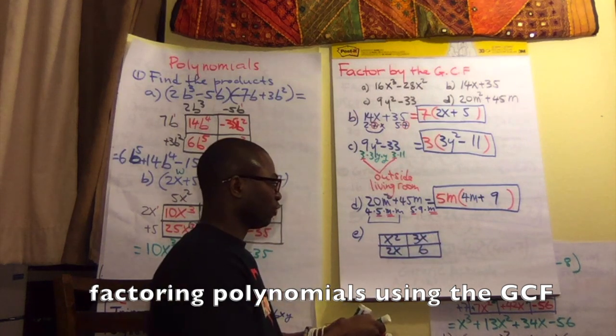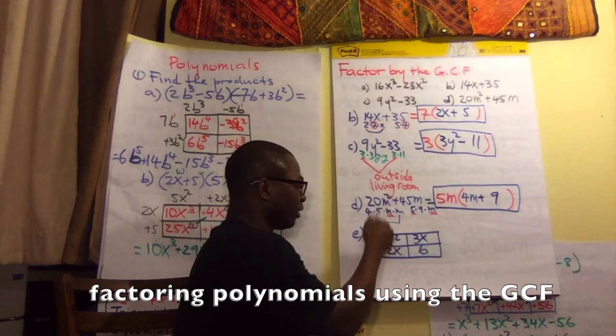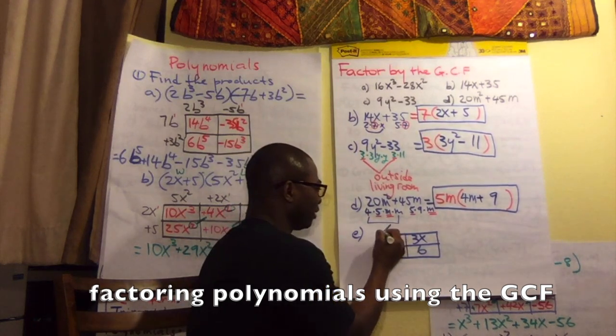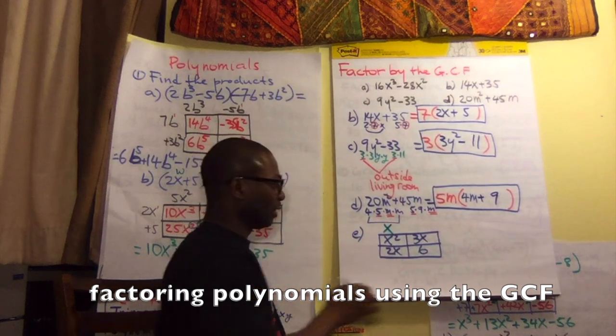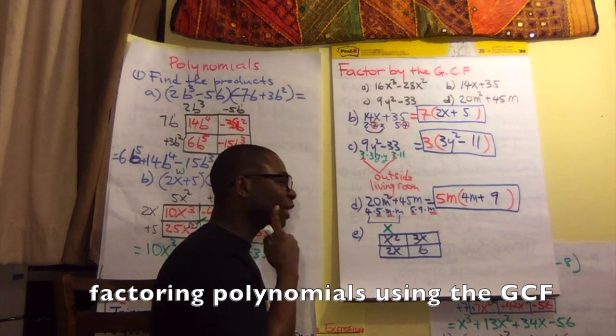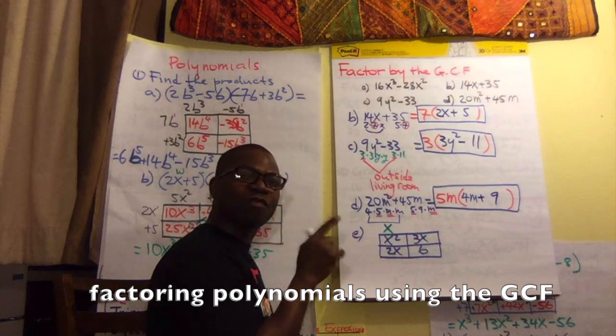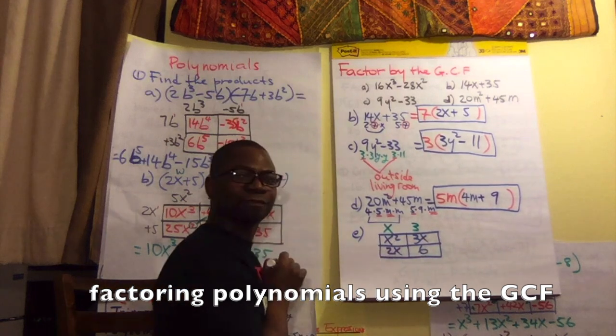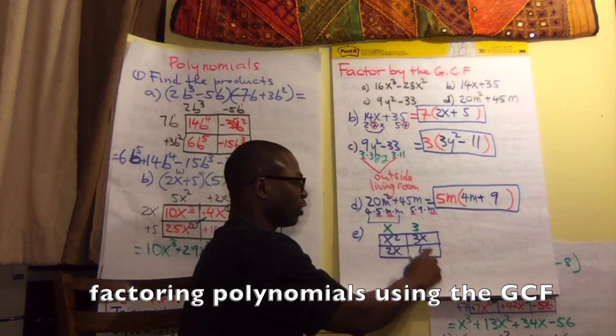Okay. So vertically, what do we have in common here? I have x squared and 2x. They have one x in common. That's easy. Vertical here, 3x and 6. What do they have in common? They're both multiples of 3. They have 3 in common. Okay. There's no x here, so there's no x.